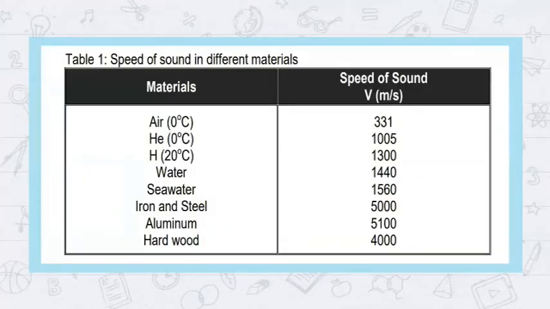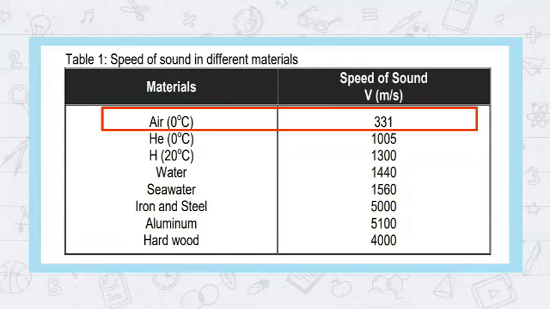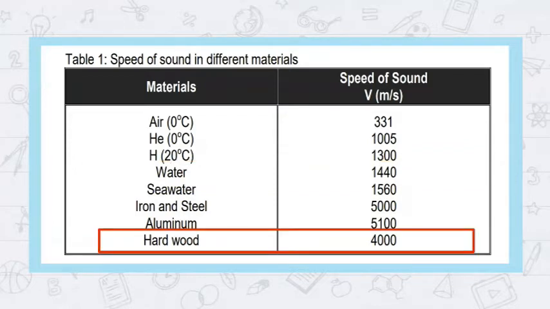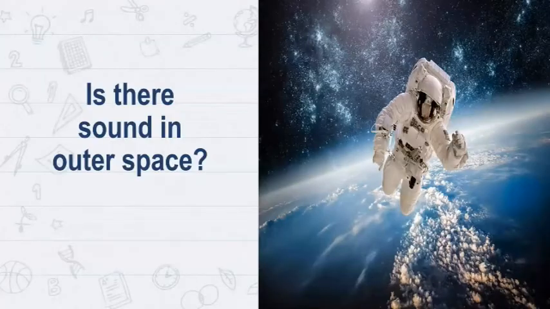Take a look at this table. It shows the speed of sound of different materials. What is the speed of sound in air? 331 meters per second. How about the speed of sound in water? 1,440 meters per second. How about the speed of sound in hardwood? 4,000 meters per second. As you have noticed, sound travels at different speeds in different materials, solid being the best transmitter of sound.